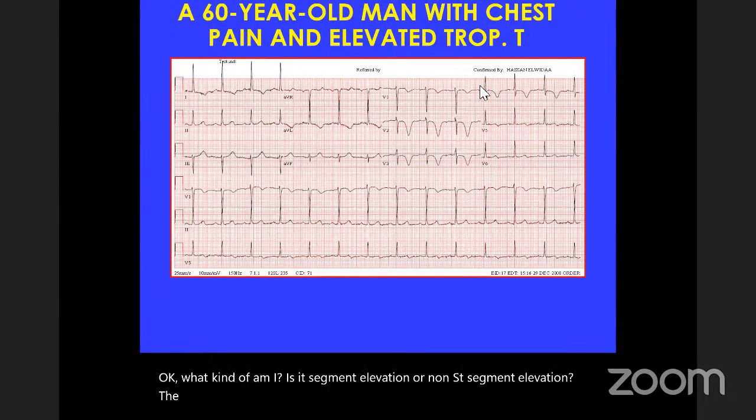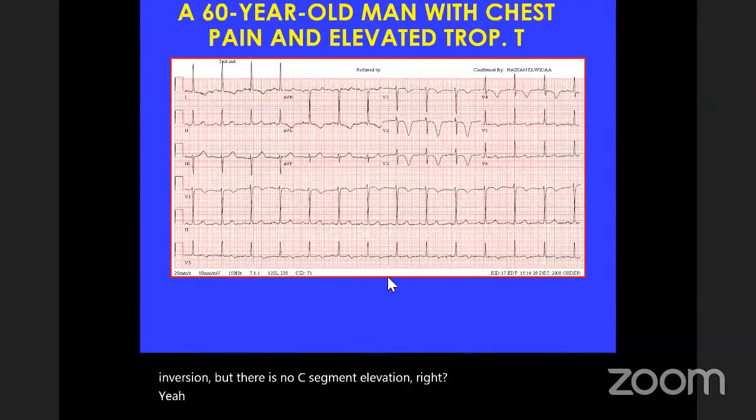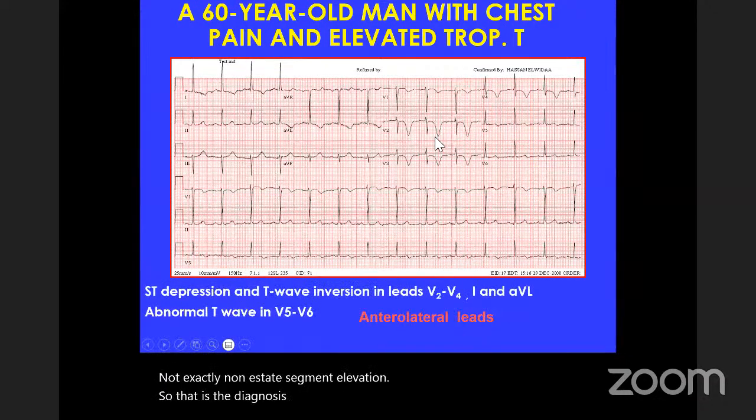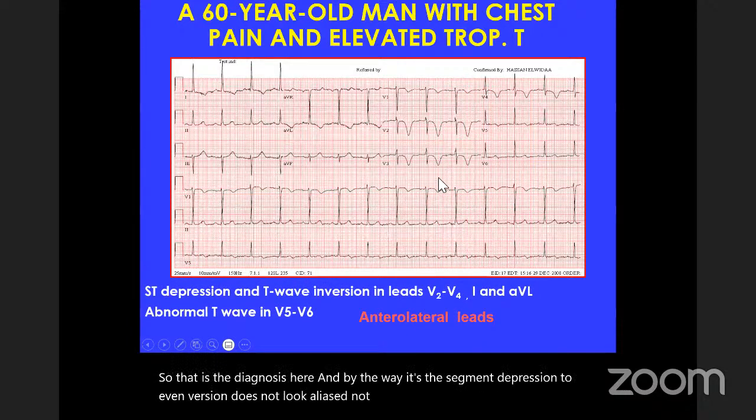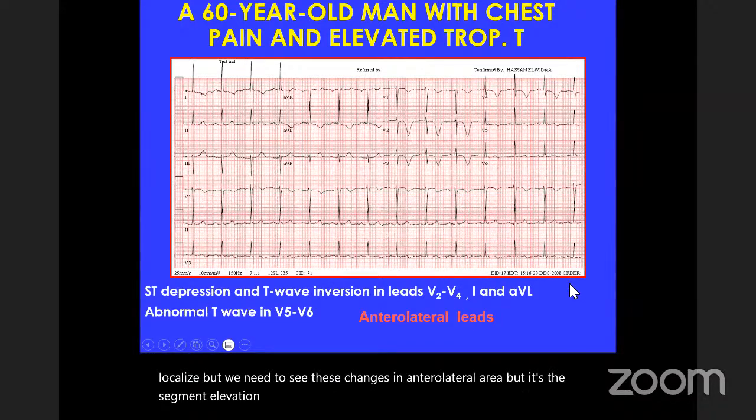Do you see any ST segment elevation in any part of this ECG? This is actually T wave inversion, but there is no ST segment elevation, right? So it is non-ST segment elevation. He has a positive troponin. Exactly. Non-ST segment elevation myocardial infarction, so that is the diagnosis here. And by the way, ST segment depression and T wave inversion do not localize, unlike ST segment elevation, which localizes, though we need to see these changes in the anterolateral area.